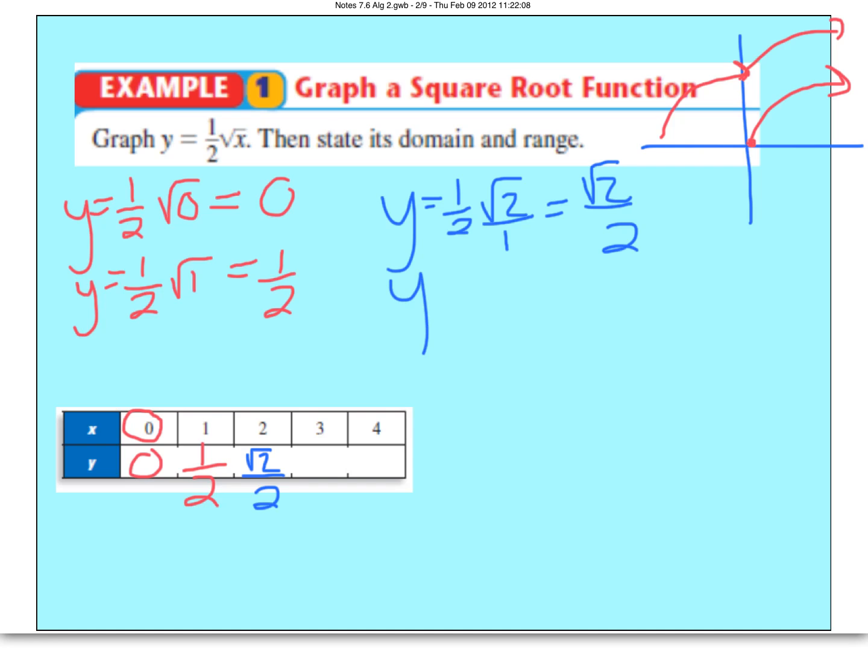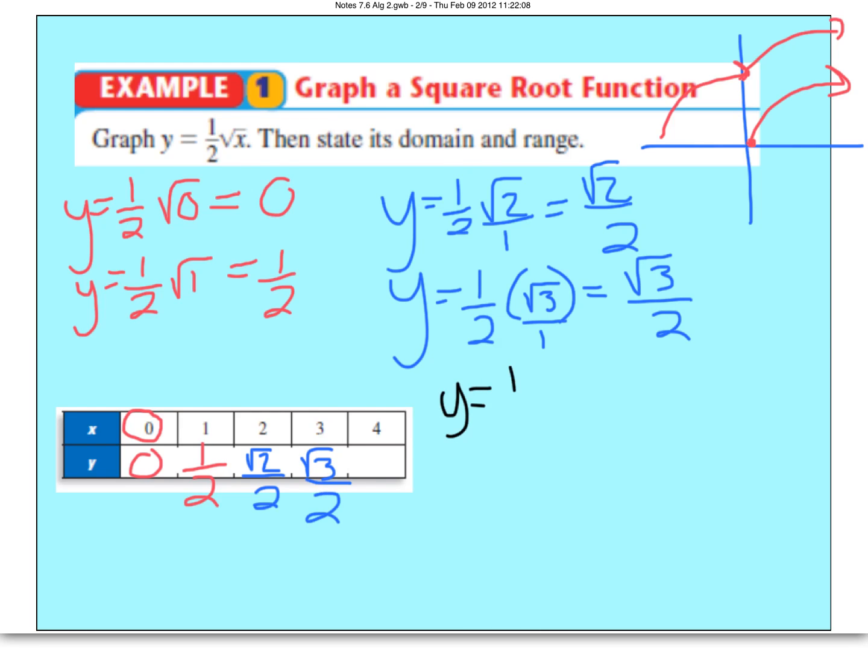For 3, let's put in the 3. Again, put this over 1, multiply straight across, square root of 3 over 2. And the last one, for 4, square root of 4 is the number 2. 2 times 1/2 is 1.